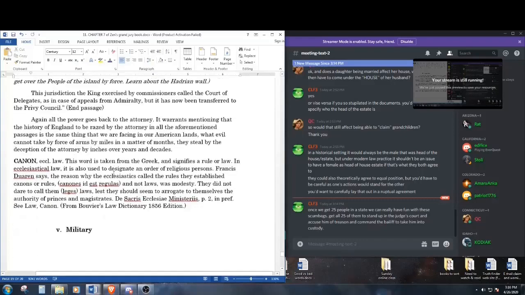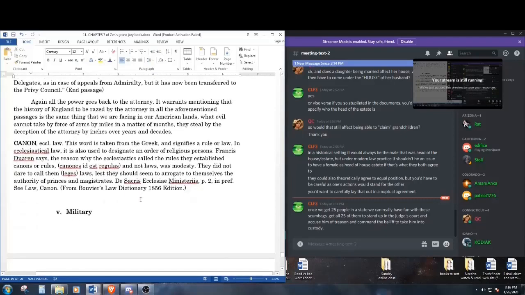Definition of canon, aspect of ecclesiastical law. Canon, ecclesiastical law, the word is taken from the Greek and signifies a rule or law. In ecclesiastical law, it is also used to designate an order of religious persons. Francis Duran says the reason why the ecclesiastics called the rules they established canons or rules and not laws was modesty. No, it's because they didn't have any power to actually decree law.